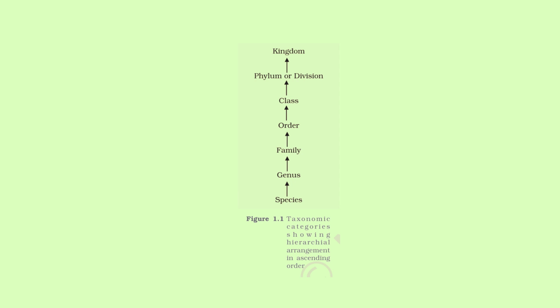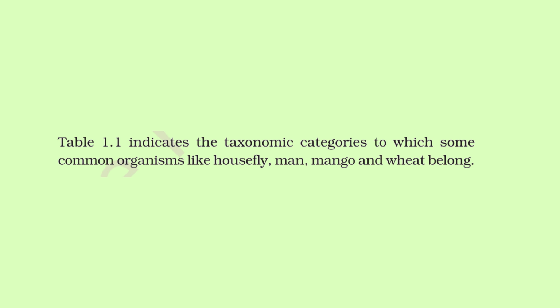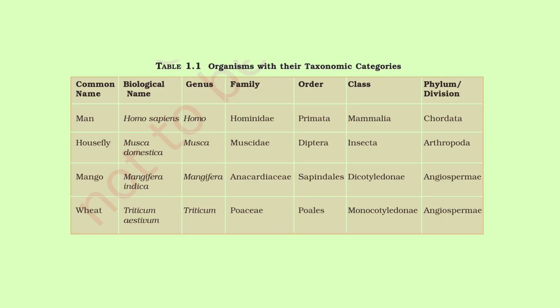Figure 1.1. Taxonomic categories showing hierarchical arrangement in ascending order: species, genus, family, order, class, phylum or division, kingdom. Table 1.1 indicates the taxonomic categories to which some common organisms like housefly, man, mango and wheat belong. Table 1.1. Organisms with their taxonomic categories.